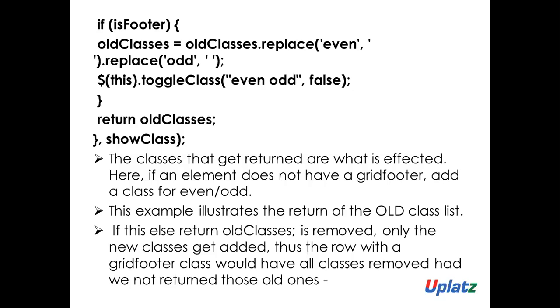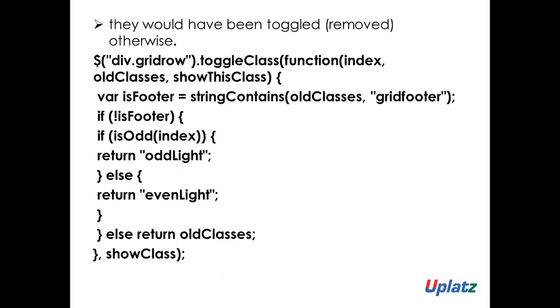So the row with a grid footer class would have all classes removed, and we have not written those old ones, so they would have been toggled, otherwise they will get removed. So for div.grid row, I'm using the toggleClass functionality, where isFooter checks whether the string contains old classes. If not a footer, then if the index is odd, I will return "odd-light", else I will return "even-light", and then I will remove my old classes, or show classes.